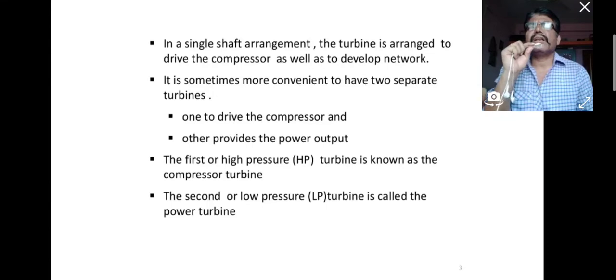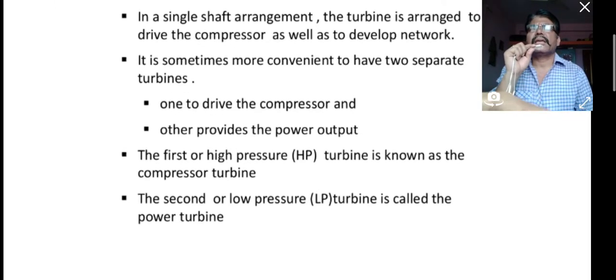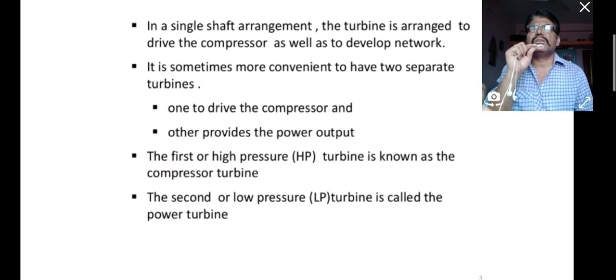In a single shaft arrangement, the gas turbine is arranged to drive the compressor as well as to develop a net work. It is sometimes more convenient to have two separate turbines, one to drive the compressor and the other to provide the power output. The first or high pressure turbine is known as the compressor turbine, and the second or low pressure turbine is called the power turbine.